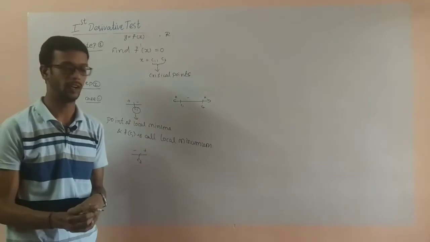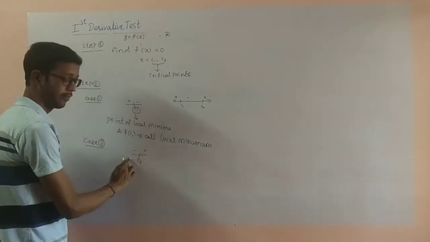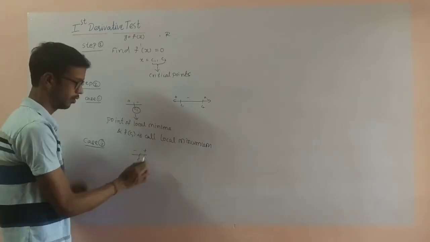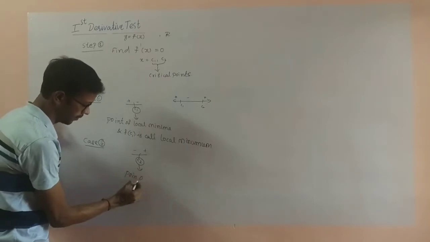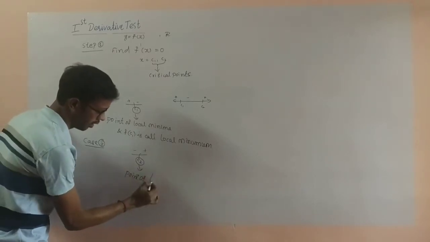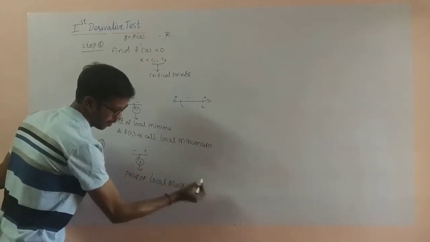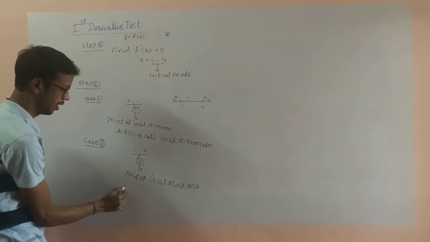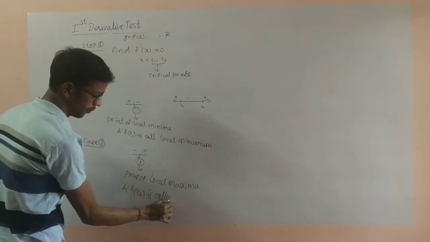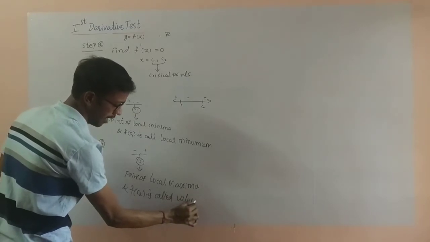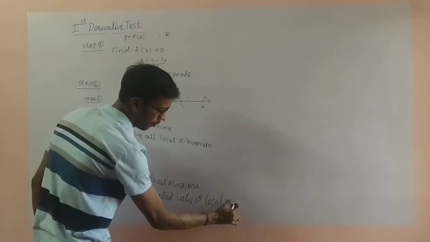Case 2, I am taking this side. Negative to positive, from left to right. If we are getting this, C2 is called the point of local maxima, and f of C2 is called the value of local maxima.